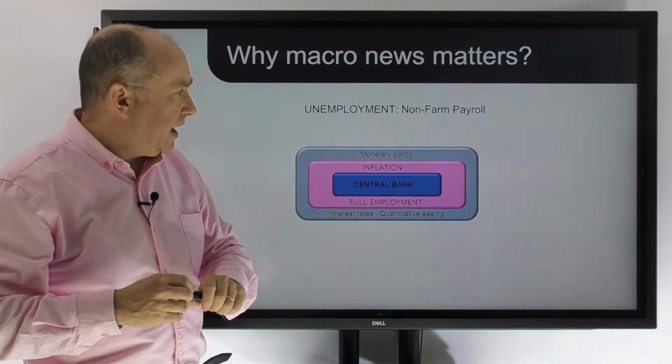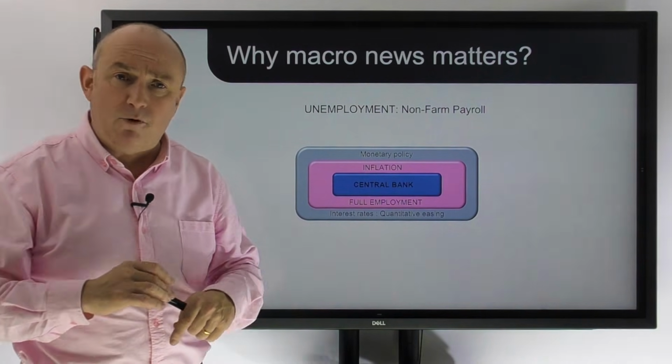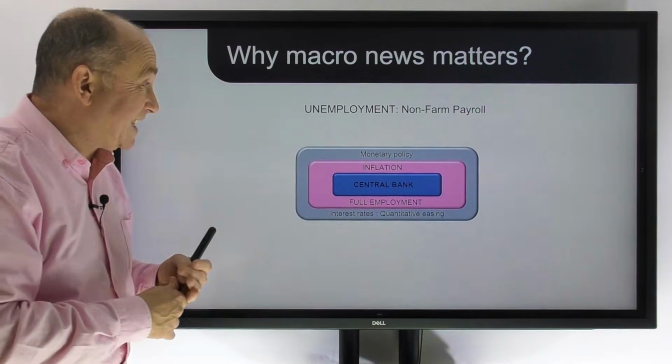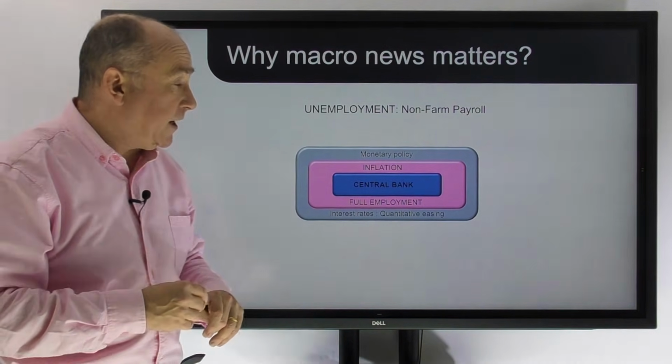And as I say, in the US, it's called non-farm payroll. It's basically unemployment outside of the agricultural sector. It's normally on the first Friday of every month.